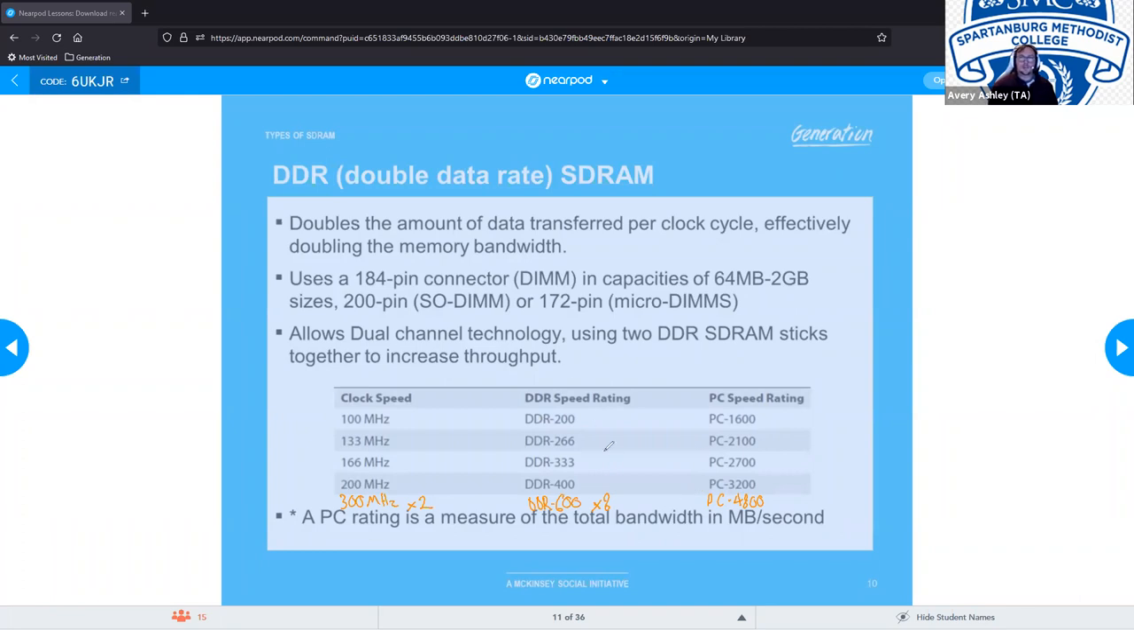Makes sense. Give me some thumbs up. So will it always be multiplying by 8? Yes, for the PC speed rating, it'll always be by 8. So you go from clock speed to your DDR speed to your PC speed. We will get into the DDR generations as well, because that changes some of the calculation. But to get your PC speed rating, you're always multiplying your DDR rate by 8.